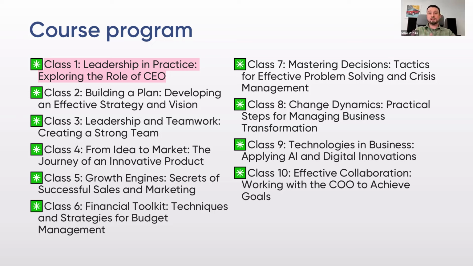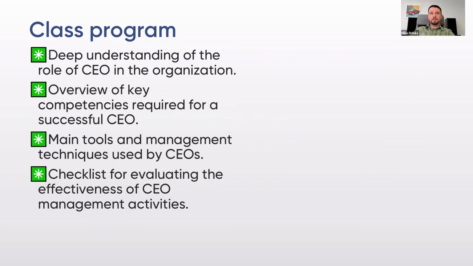Today, our session will be dedicated to a deep understanding of the Chief Executive Officer's role in an organization. What competencies this person needs, what are the main available tools and management methods, and we'll finish with a checklist to assess the effectiveness of the Chief Executive Officer's management activities. I'll share this checklist, and you'll be able to fill it out and identify your areas for development, where you're not yet doing things that could be done, so you can start thinking about it and working on it.